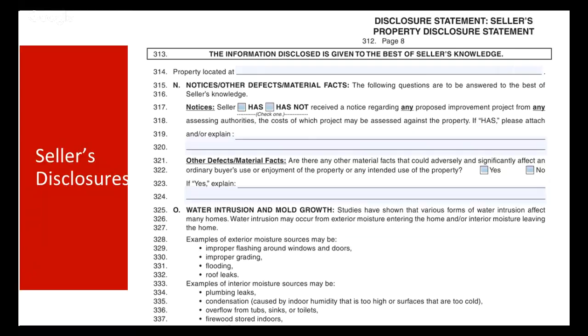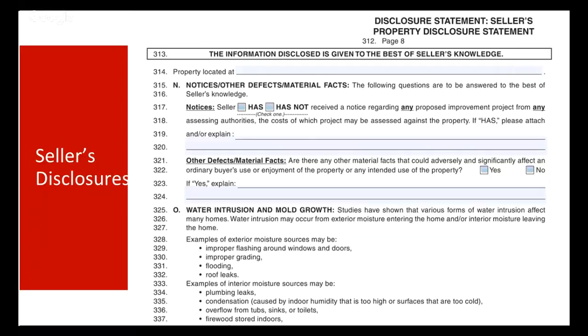Other defects or material facts. Are there any other material facts that could adversely affect the use or enjoyment of this property? This is basically kind of a catch-all. Hey, is there anything else this form did not cover which could potentially affect the use or enjoyment? Yeah, actually, every night at midnight, a loud train goes by, right? Could you argue that that would affect somebody's use or enjoyment of the property? You probably want to disclose it. Otherwise, on the day of closing, that night, somebody's probably going to get a phone call. What if you have a bad neighbor?